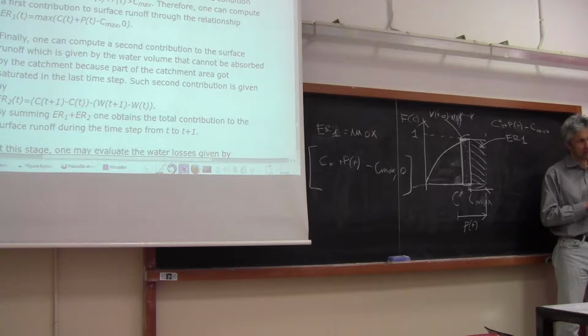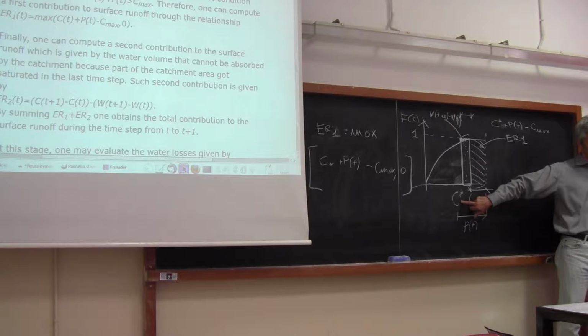What I mean is, if the rainfall event starts, then the first contribution to runoff is not determined by ER2? Yeah, correct. It's determined by ER2. Then why is that not the first contribution? Is that the second?